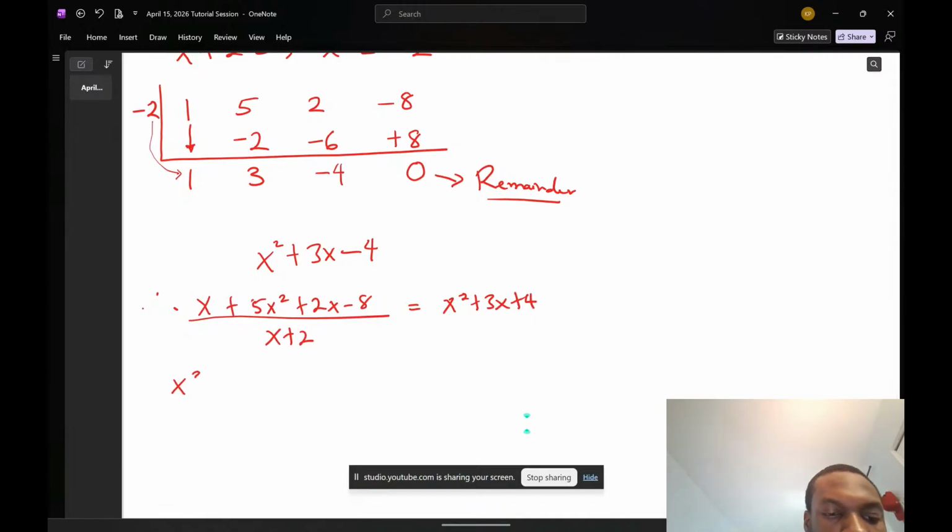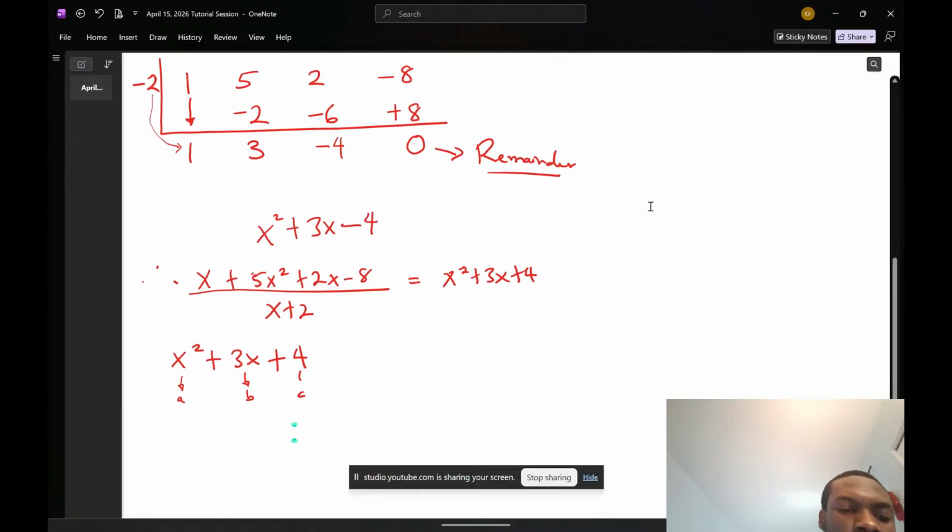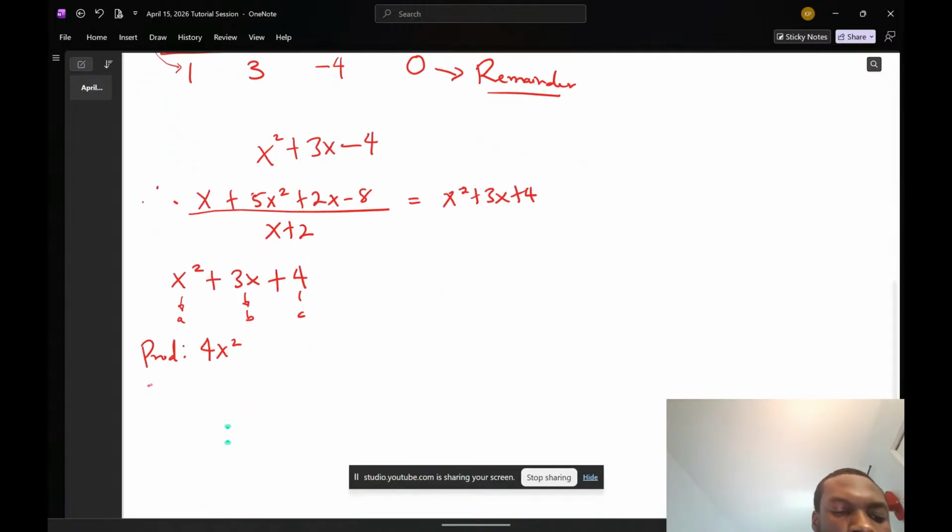So when we solve x squared plus 3x plus 4 by the factorization method, this is A, this is B, this is C, right? So we know that to get the product, it is A times C. A times C is x squared times 4. That's 4x squared. So the sum is the one in the middle, which is 3x.